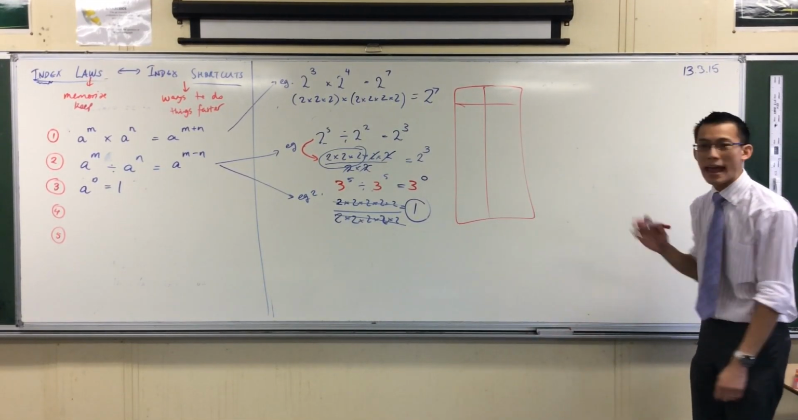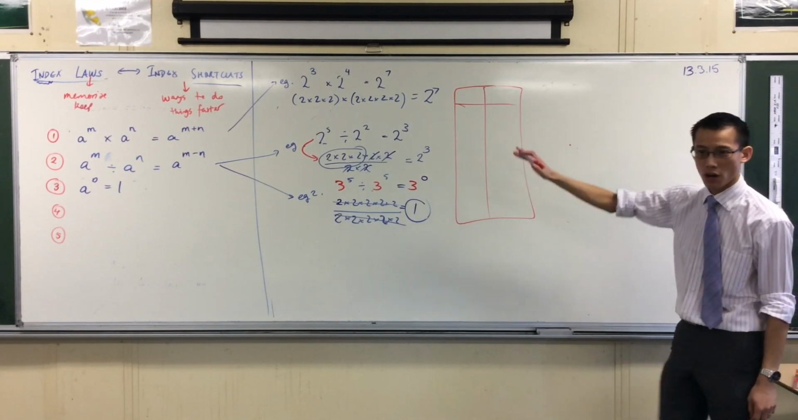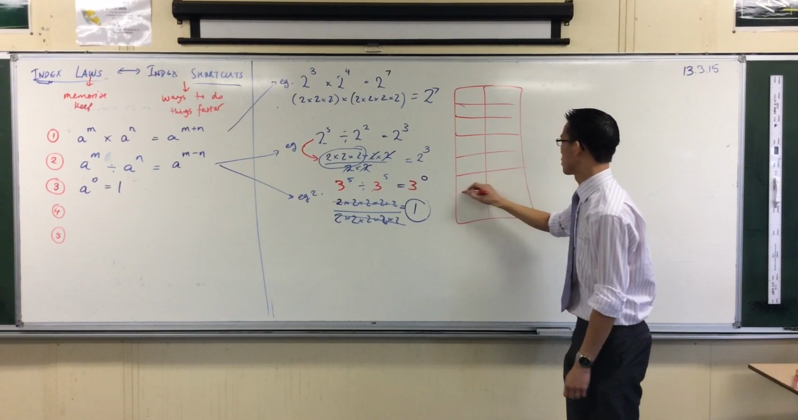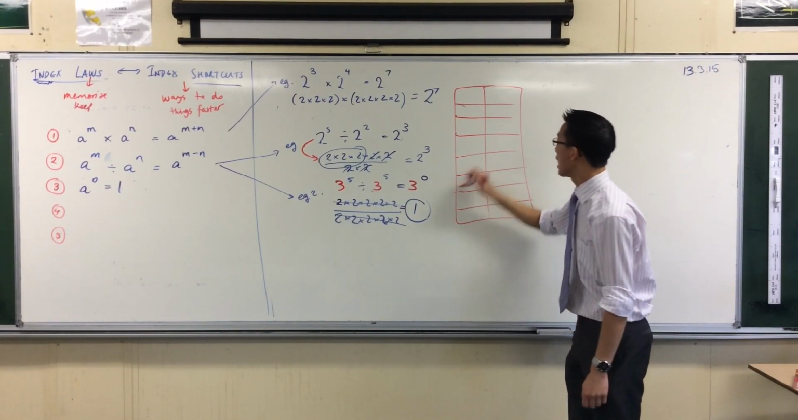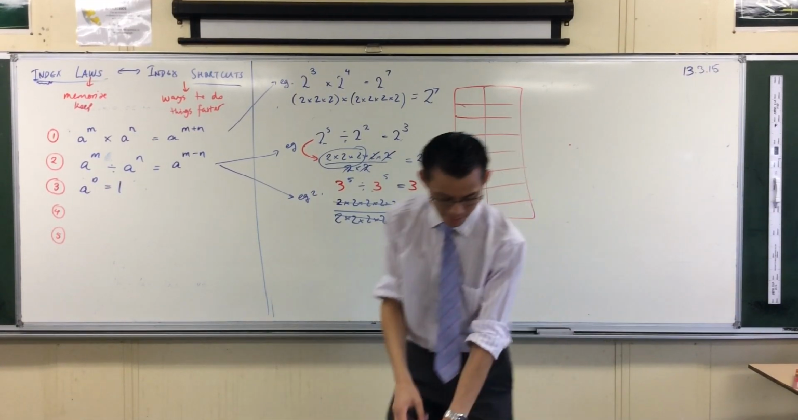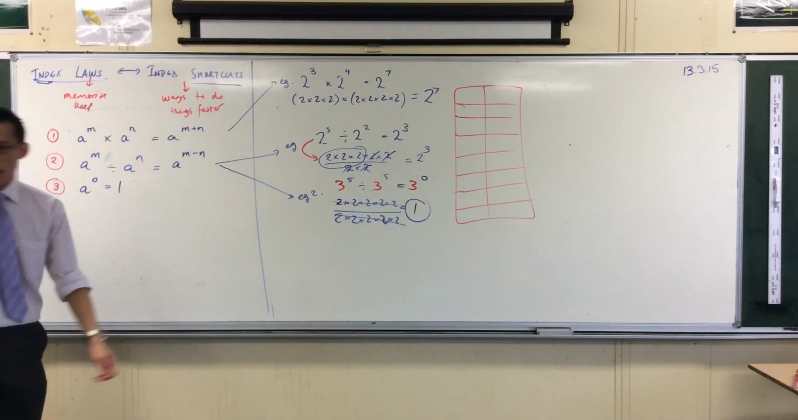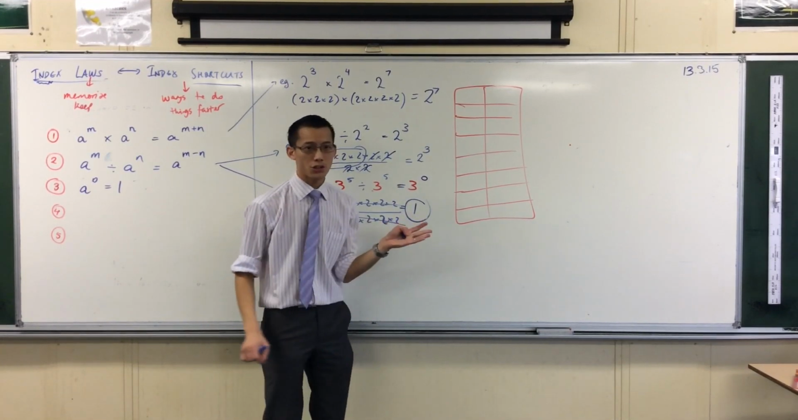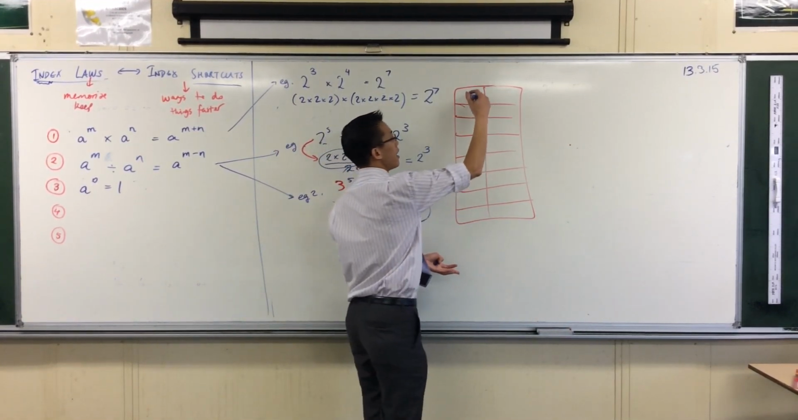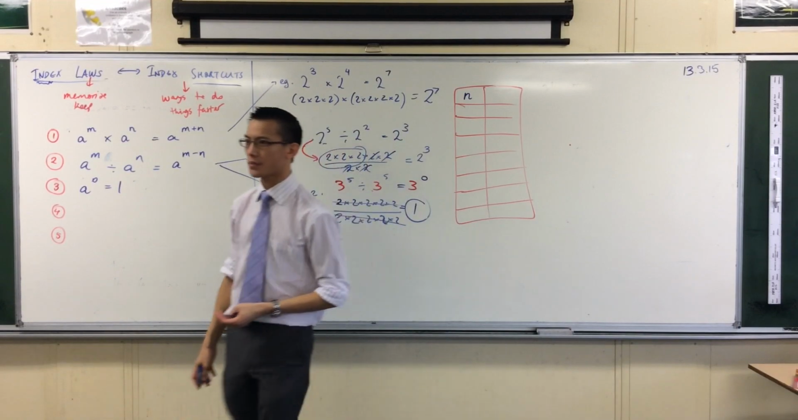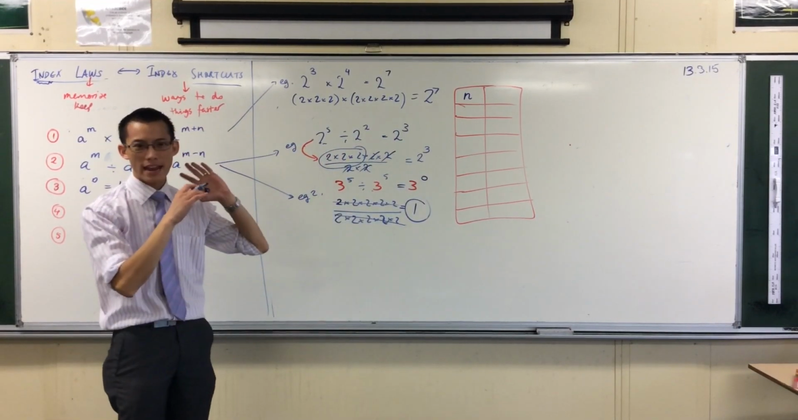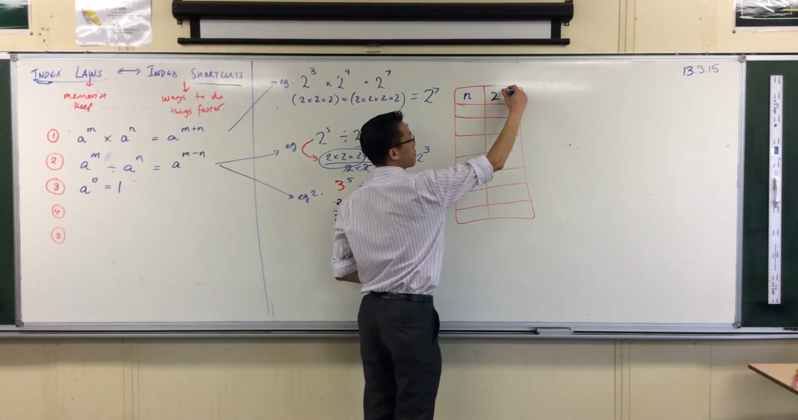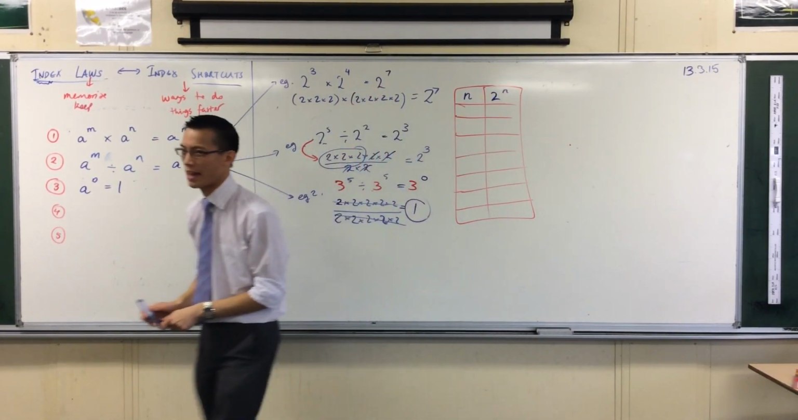And I'd like you to put 8 rows, 2 columns. 8 rows: 1, 2, 3, 4, 5, 6, 7, 8. And I've got 2 columns here. Okay? I'm just going to illustrate something really quickly. What I'm going to do is compare a number, and I'm going to call the number n for number, with what happens when I raise 2 to that power. 2 to the power of n. And see, I really like 2s.